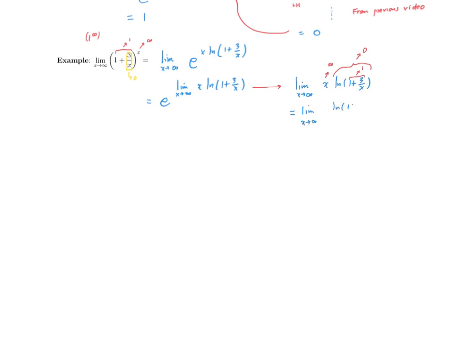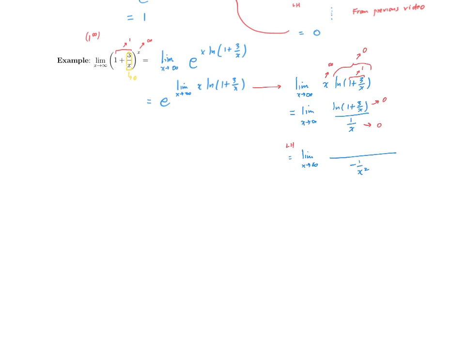I'm going to rewrite this algebraically. Instead of multiplying by x, I'm going to divide by 1 over x. I think that's the simplest way to rewrite this. Now the function in the top is still approaching 0. The function in the bottom is approaching 0. L'Hopital's rule tells us that this would be the limit as x approaches infinity, and we take the derivative in the top over the derivative in the bottom.